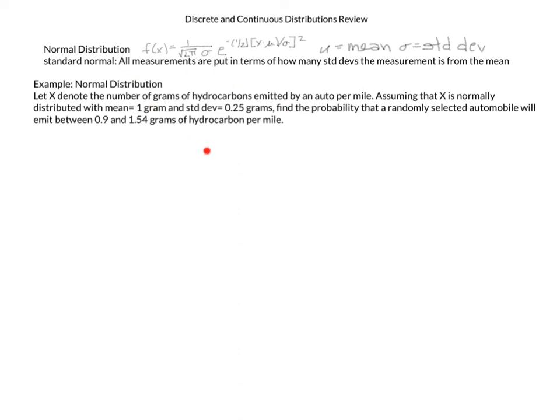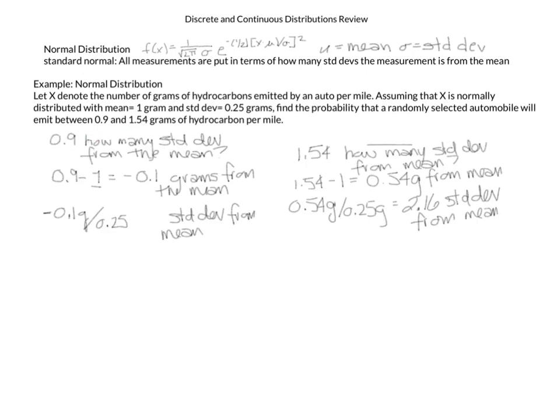So what does that mean in terms of this problem? That means we know we have the mean and we have the standard deviation. So these measurements here need to be put in terms of standard deviations. In other words, we need to ask how many standard deviations away from the mean are 0.9 and 1.54. First I worked on 0.9. So how many standard deviations are we away from the mean? Well, we are 0.1 grams from the mean because the mean is 1, and I have this negative sign because we're less than the mean. Then in terms of standard deviations, which is 0.25, we just divide this by 0.25. So we are negative 0.1 divided by 0.25 standard deviations from the mean.